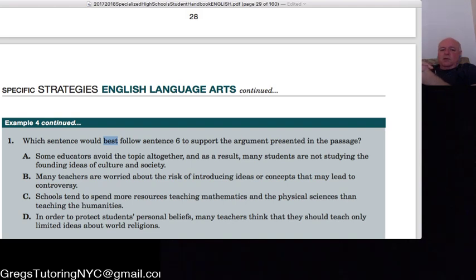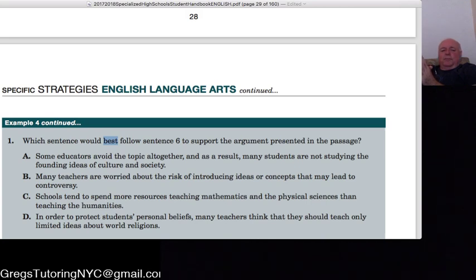A, some educators avoid the topic altogether. Yeah, it told us that. And as a result, many students are not studying the founding ideas of culture and society. I don't really like the way that's phrased, but I guess the connection is many students are not studying it because some educators are avoiding the topic altogether. And that's what the as a result says. Okay, so I buy A. So far, A is the best form. I may not have written it this way myself, but actually the more I think of it, the more I like it, okay?